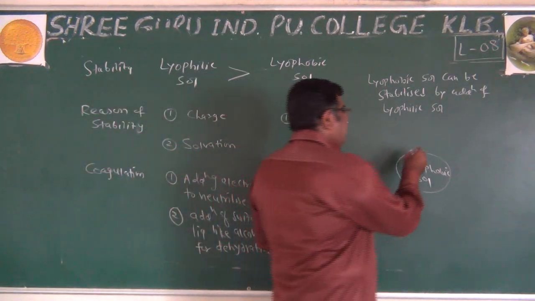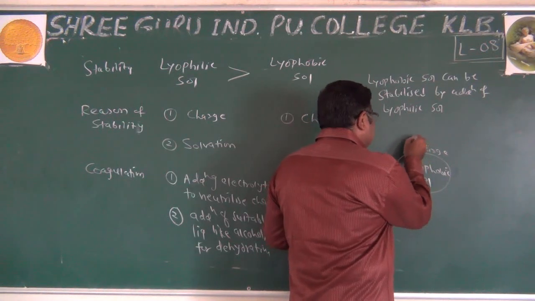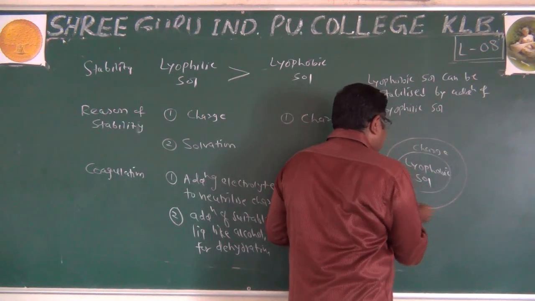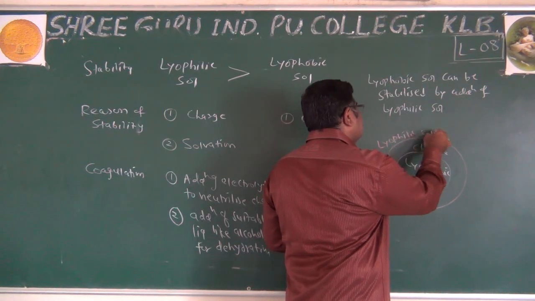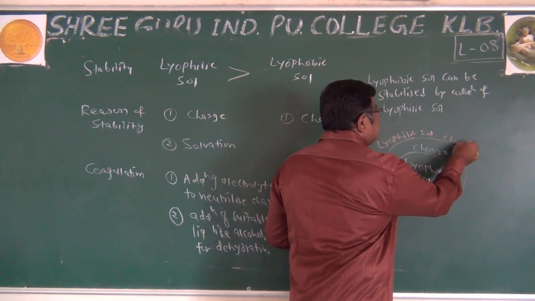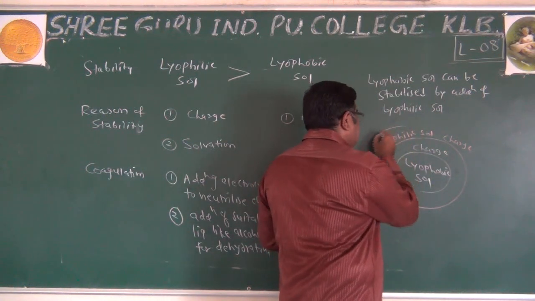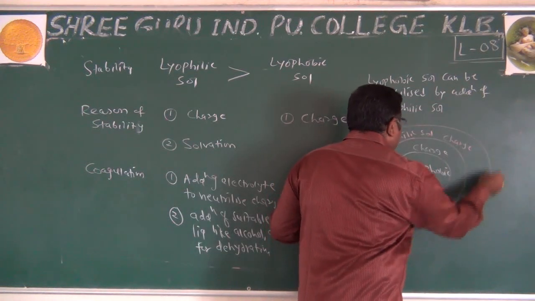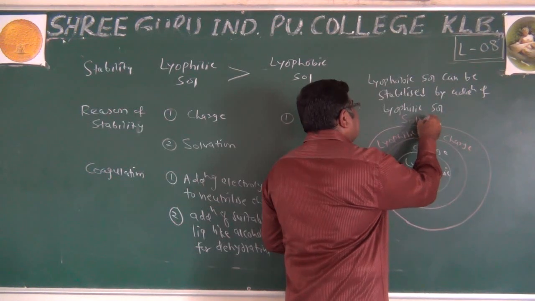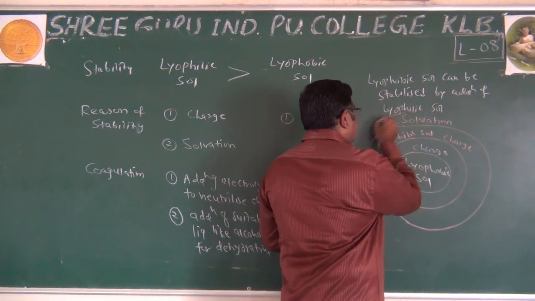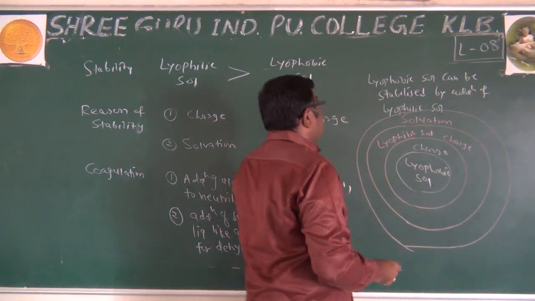It has its charge on it. If we add lyophilic sol into it, it also comes with its charge. So there is one layer of charge, an additional layer, and on this there is a layer of solvent molecules, solvation.